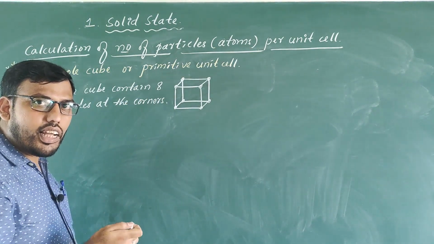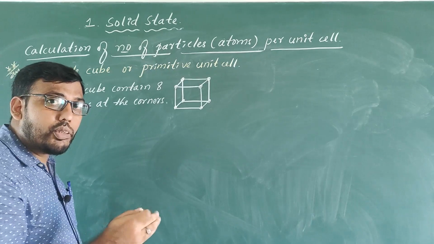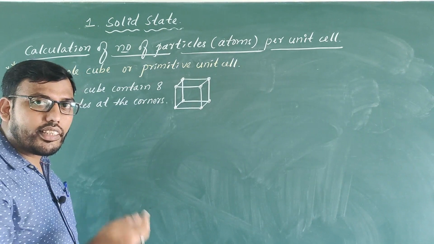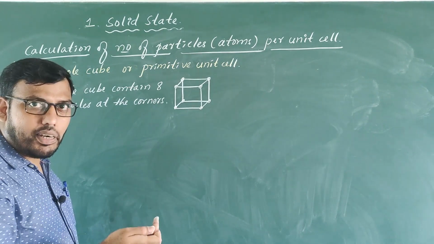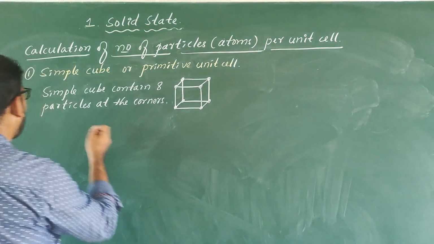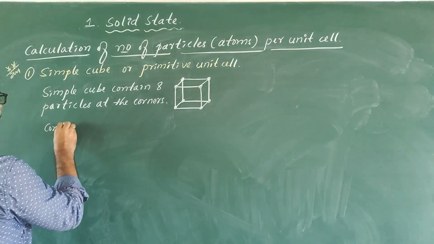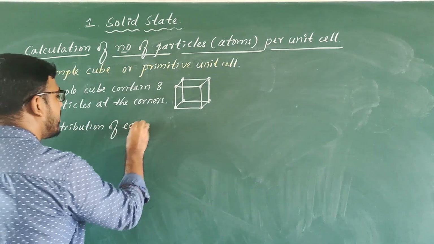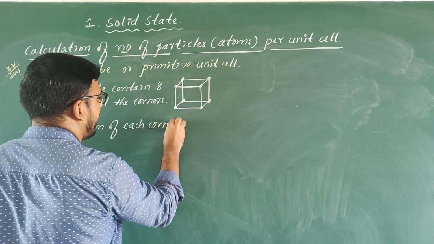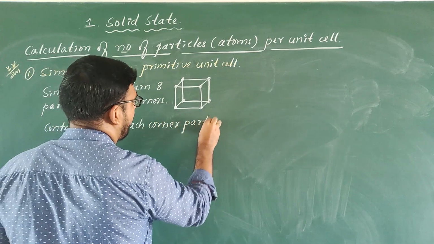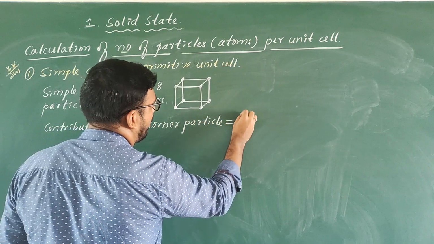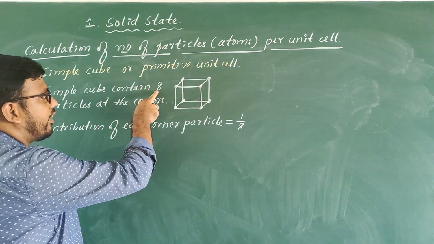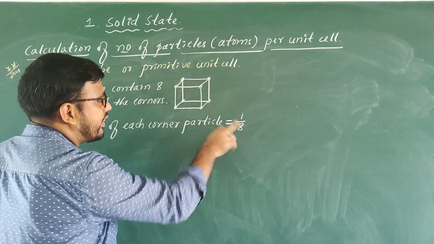Next, what I am supposed to write is, what is the contribution of each corner particle? I already had that discussion. That is 1 by 8. That we are supposed to write now. Contribution of each corner particle is equal to, you know already, 1 divided by 8. See, we have 8 corner particles and their contribution is 1 by 8.